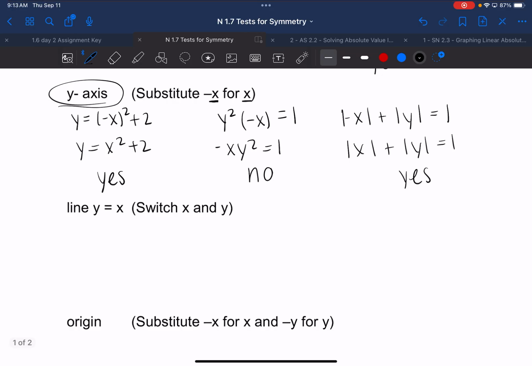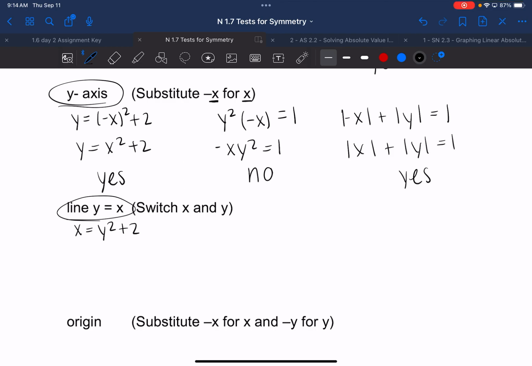We also can check for symmetry on the line y equals x. And just like whenever we were reflecting it, what we're going to do here is switch the places of x and y. Okay? So to run this test, we will switch the places of x and y. So instead of y equals x squared plus 2, it's now going to be x equals y squared plus 2.